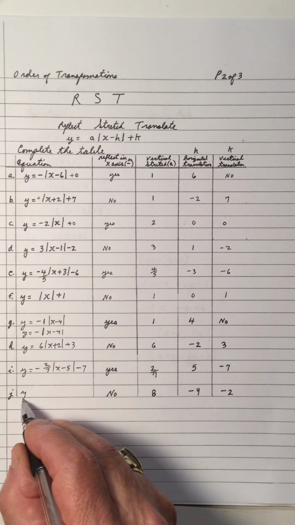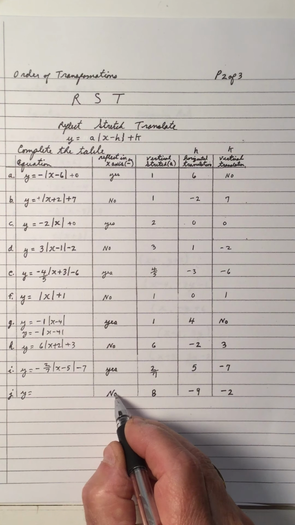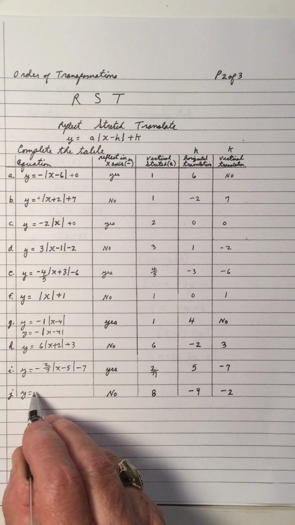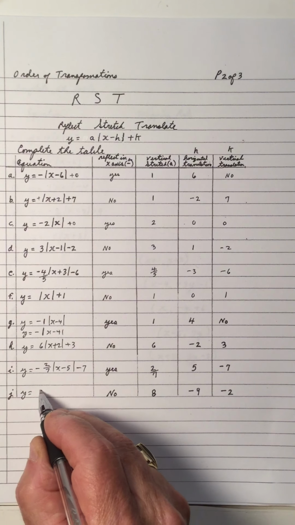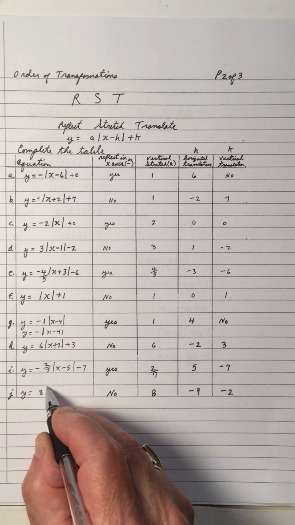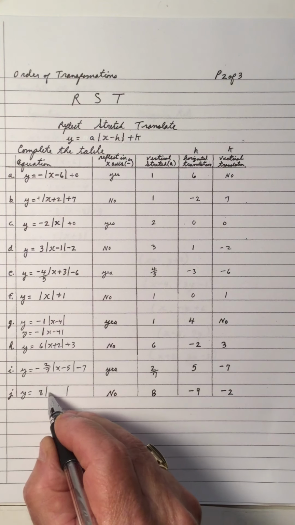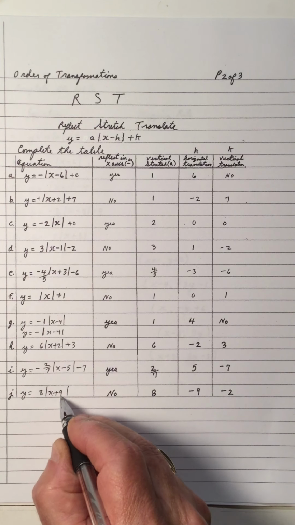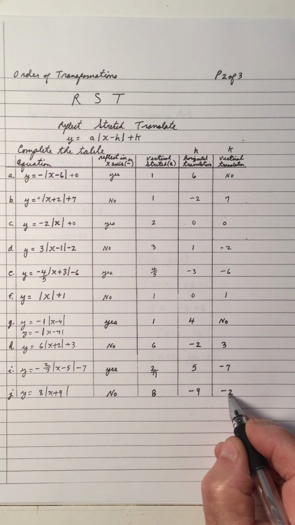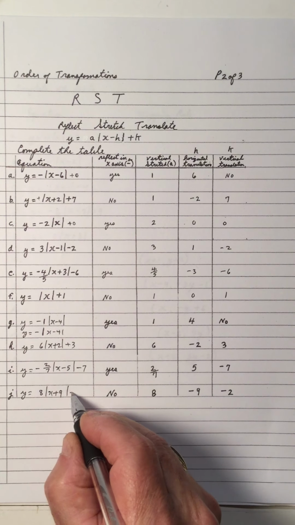The next equation, there's no reflection in the x-axis, so it's a plus. The vertical stretch is 8, so a is 8. And we have a negative 9 for the horizontal translation, so it's x plus 9. And the vertical translation is negative 2.